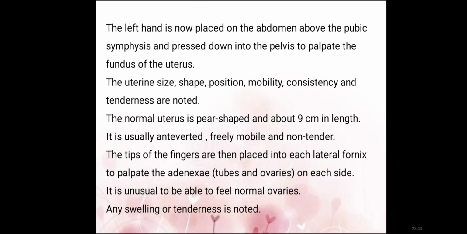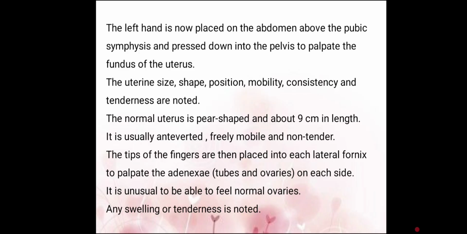After assessing the cervix, then examine the uterus for uterine size, shape, position, mobility, consistency, and tenderness. Normally, the uterus is pear-shaped, about 9 centimeters or 7.5 centimeters in non-pregnant ladies, usually anteverted, anteflexed, freely mobile, and non-tender. Following uterine examination, examine the lateral fornix, right and left, to palpate for adnexa, which are the tubes and ovaries.